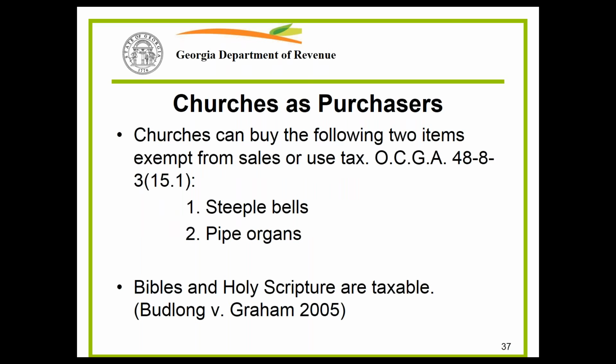Churches do not have a general sales tax exemption that applies to their purchases. And that's really just the same as the general rule that tax-exempt entities do not have a blanket exemption that applies to their purchases. However, there are some specific items that are exempt in Georgia law, and those are steeple bells and pipe organs. There was a time when Bibles and Holy Scriptures were exempt, and I'd have to double check, I think the exemption might actually still be in the Georgia Code, but it has been ruled unconstitutional in court, so the exemption is not valid.